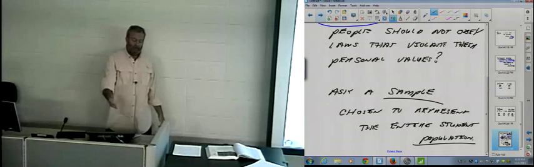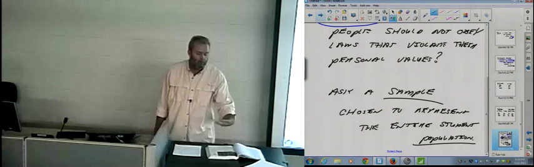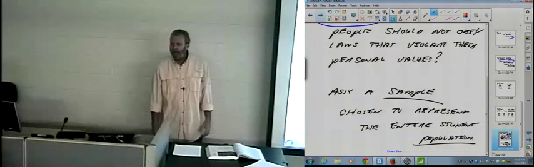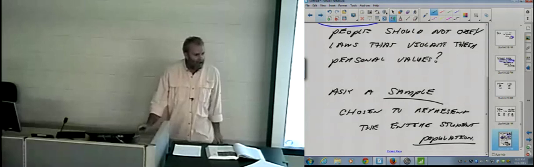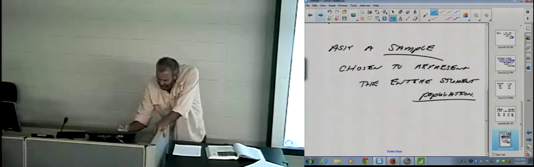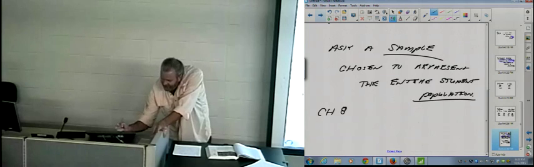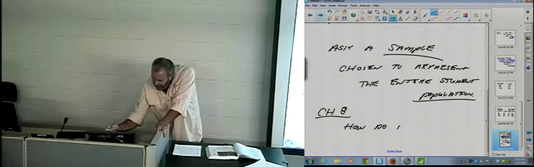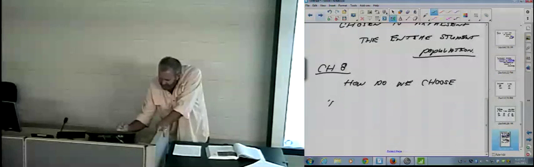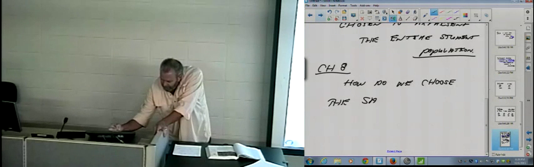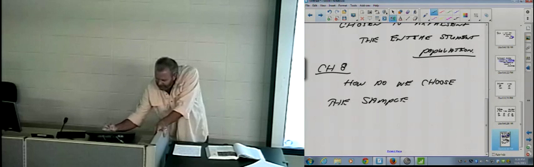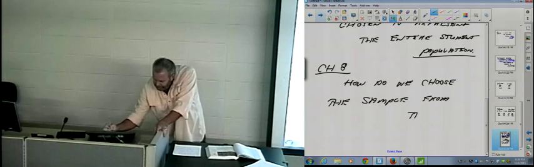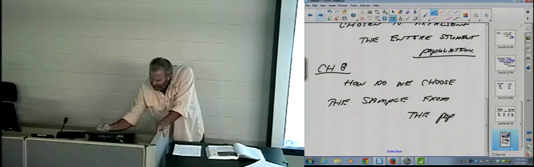There's two definitions here. We got to know what a sample is, and we're going to give you a more formal definition, and we got to know what the population is. Well, what Chapter 8 is about, Chapter 8, producing data, sampling, is how do we choose the sample from the population. How do we do that? What is the correct way?